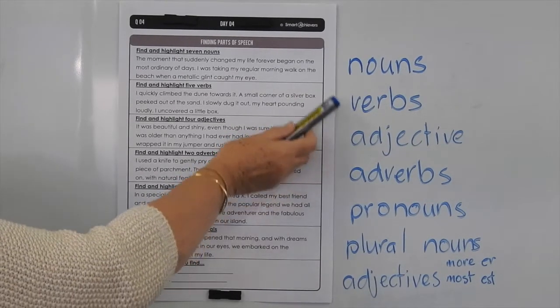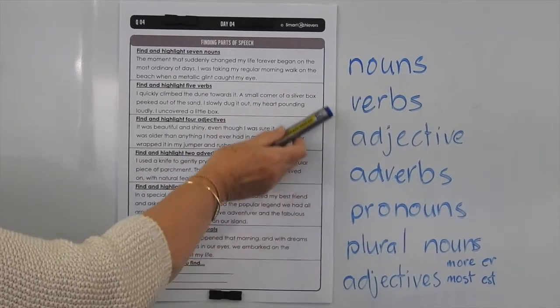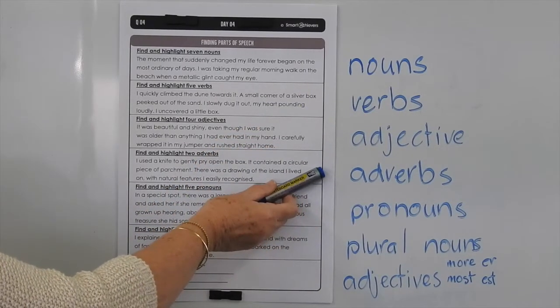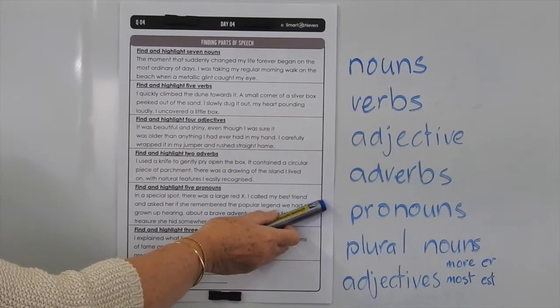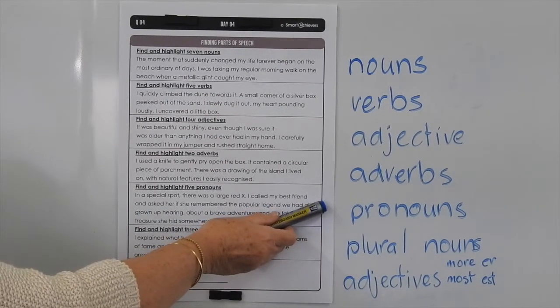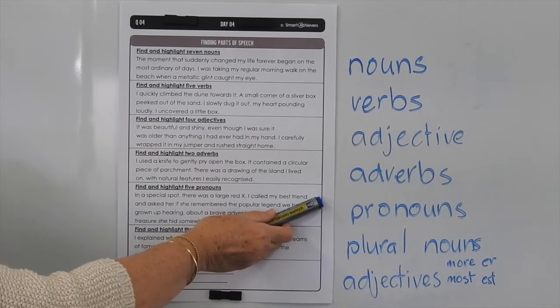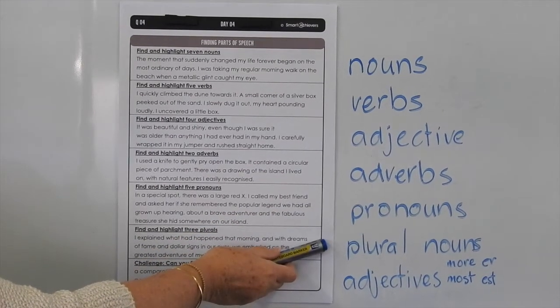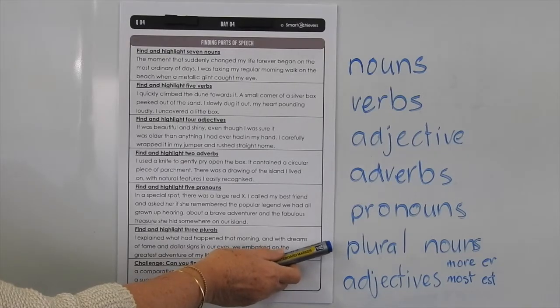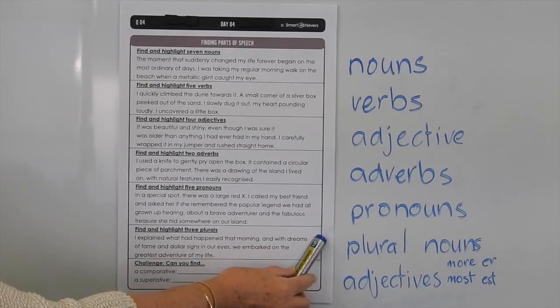An adjective describes a noun. An adverb describes a verb. Adverbs commonly end with ly. A pronoun is a word that we use instead of a noun to refer to someone or something previously mentioned. And a plural noun means it's more than one of an object or person.